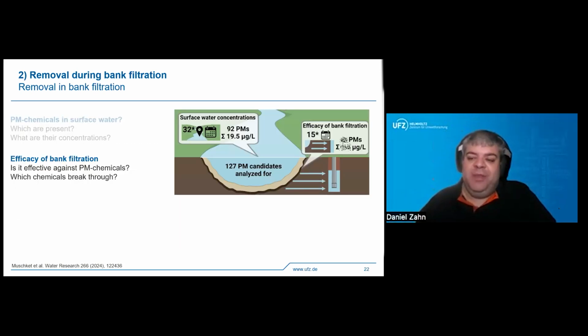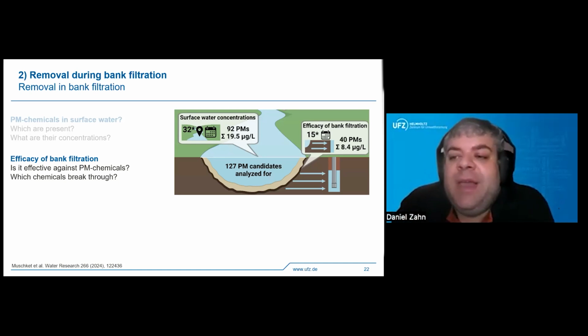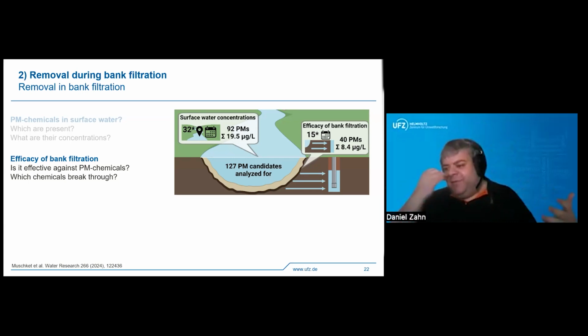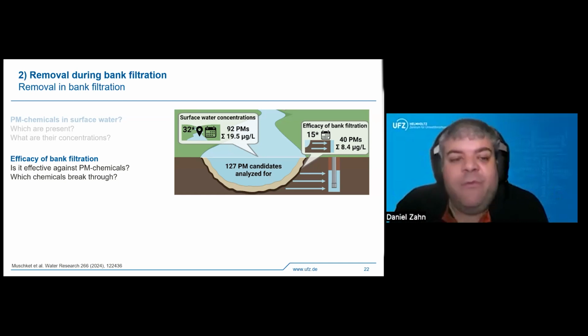So what does this mean for concentrations and PM burden? We still find 40 PM chemicals in the bank filtrate in varying concentrations. But since some of the highest concentration chemicals slip through, we can only reduce the PM burden down to 8.4 micrograms per liter, a lot of which was caused by caprolactam and BF4 alone due to their high concentrations. So far we saw all the barriers we have are somewhat effective. They reduce the number of chemicals, they reduce the total concentrations, but we have a very recalcitrant core of chemicals that seem to slip through.